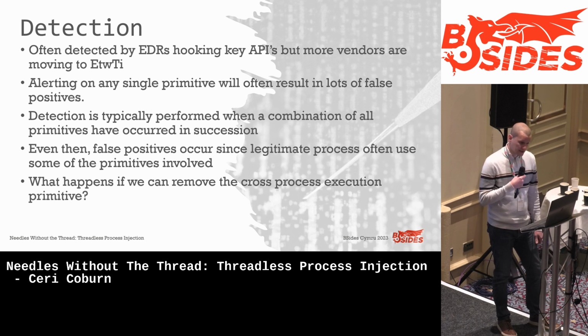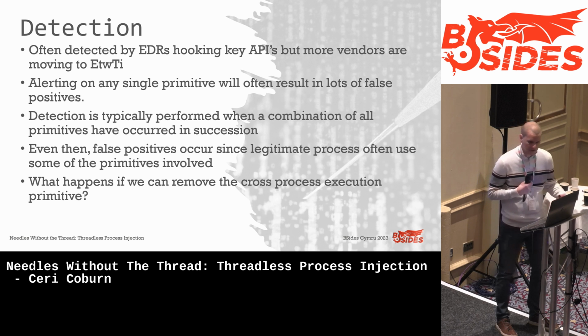Now, the challenge that EDR vendors have is you also have legitimate activity that does this, especially allocation and writing primitives, because a lot of processes will use that for even inter-process communication. So it doesn't necessarily mean the action is malicious, but the all-important execution primitive, on the other hand, does trigger the actual execution. So what happens if we remove that last cross-process execution primitive? What results do we get in terms of detection?